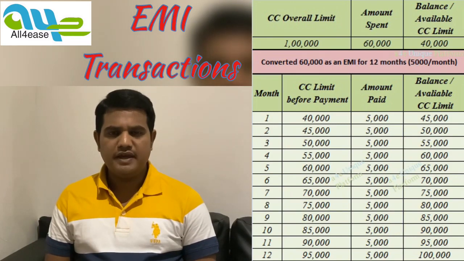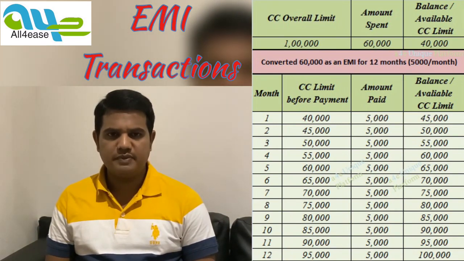First month you are paying 5,000 rupees as an EMI. So the 5,000 credit limit will be released and your balance available credit limit would be 45,000 rupees. Second month you are paying another 5,000 rupees as an EMI, and this 5,000 also will be released as a credit limit, and the balance available credit limit will be 50,000. It goes on, and the 12th EMI you will be paying 5,000 rupees and the total credit limit of 1 lakh will be released and you will be having balance of 1 lakh credit limit.